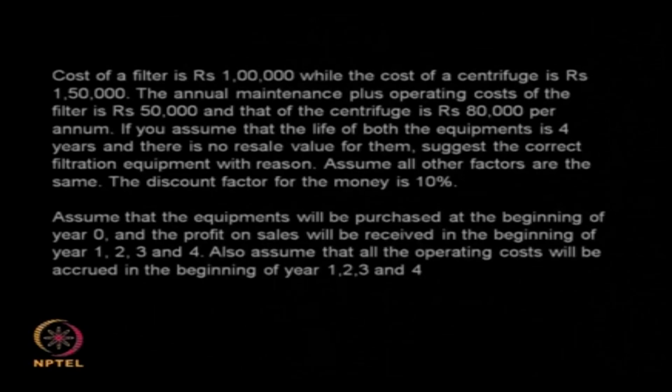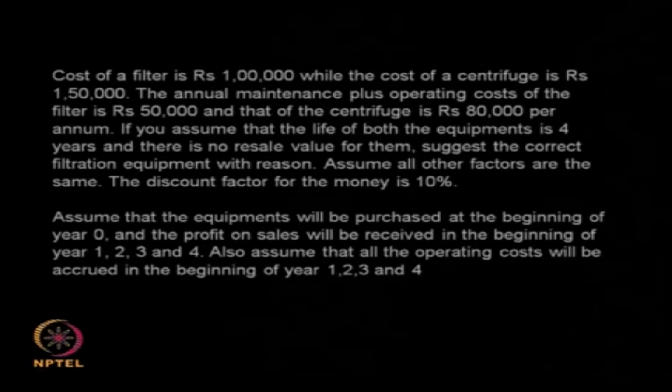So when you look at it, you think, okay, I will go for a centrifuge, right. But the cost of a filter is 1 lakh rupees, cost of a centrifuge is 1.5 lakh rupees. So the centrifuge looks expensive, whereas the centrifuge will perform better. Look at the maintenance cost. For a filter, I spend every year 50,000 rupees as maintenance. For a centrifuge, I have to spend 80,000 rupees.